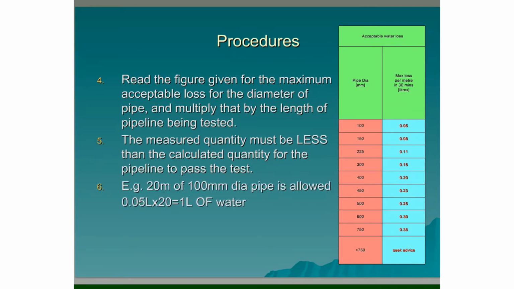So for example, if we were using a 20 metre long pipe and the diameter of the pipe was 100 millimeters, we'd be allowed 0.05 litres of water to be lost for every metre run. So it's 0.05 litres of water multiplied by 20, which is the length of the pipe in metres. This is equal to 1 litre of water. So over that 30 minutes, you wouldn't be able to top up the system with any more than 1 litre of water. If you did have to top it up with more than 1 litre of water, then the system would fail the test.